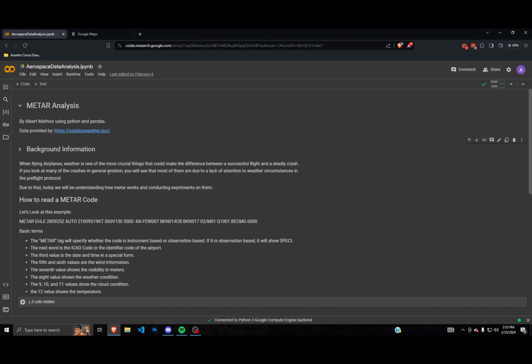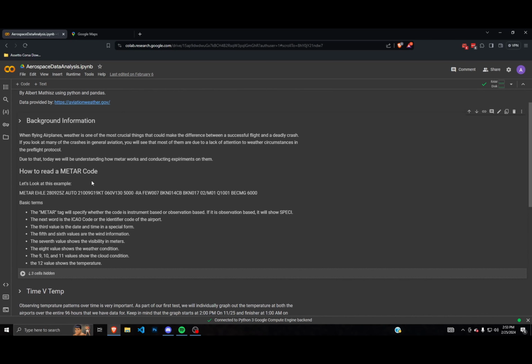So we're just gonna go through and look at how this METAR code works, how to understand it, and then we'll look at ways that we can analyze these codes and basically make conclusions off of them. So let's start by looking at the METAR code and what it means. The first code right here is the METAR tag, and that basically will tell you whether the rest of this is based off of the instrument or if it's based off of observations. And if it's off of observations, instead of METAR, it'll show SCCTE.